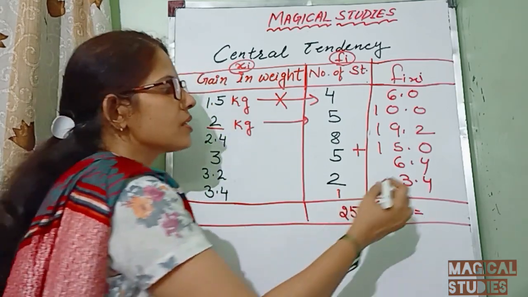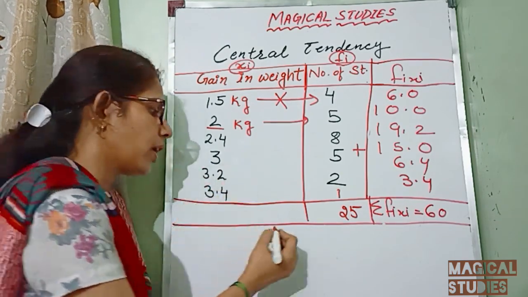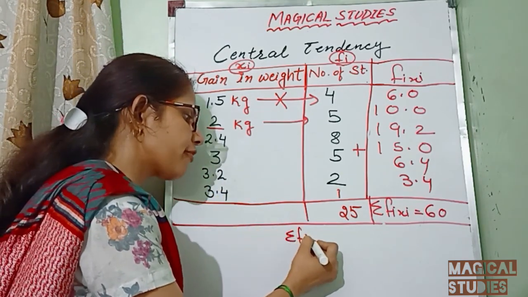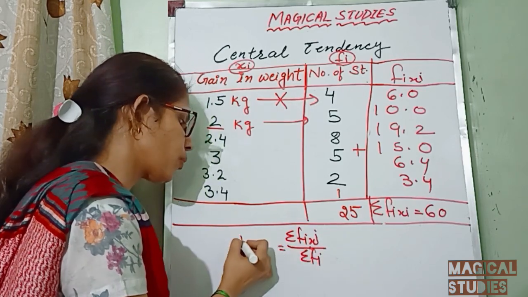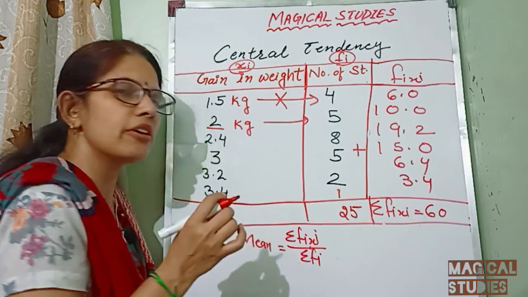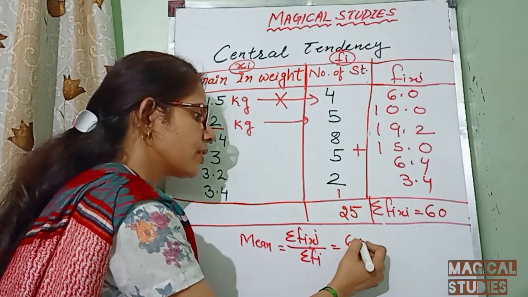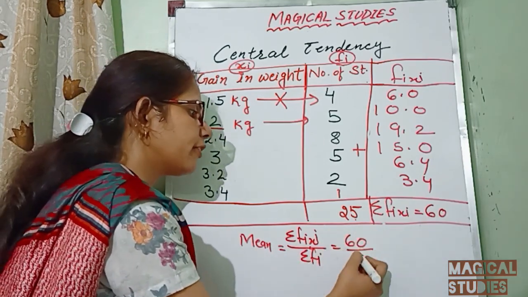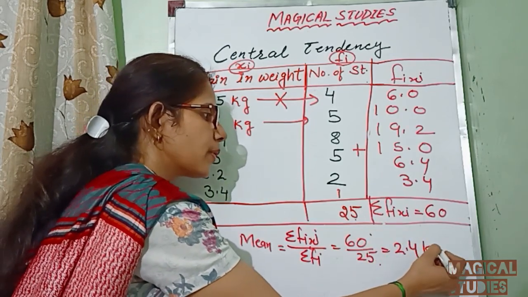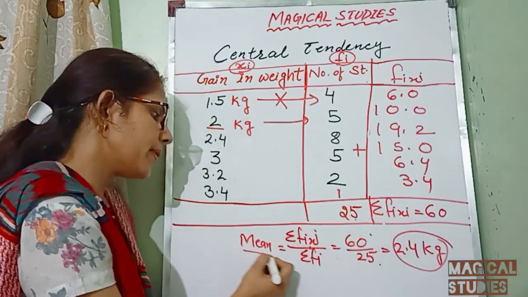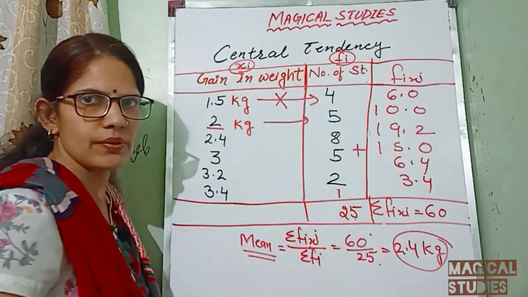And this value is 60. Now put it in the formula, summation of fi xi divided by summation of fi, and this is the formula for the mean. Just put the values: fi xi is 60 and summation of fi is 25. Divide the values and you will get 2.4 kg. This 2.4 kg is the mean weight gained by the students.